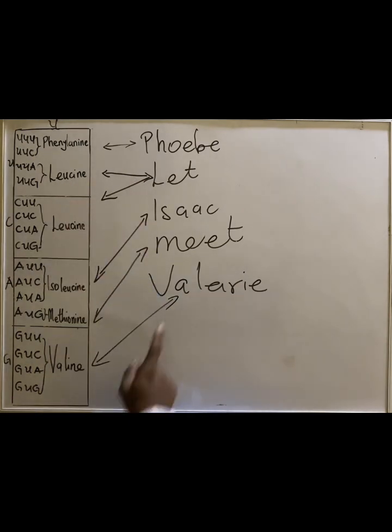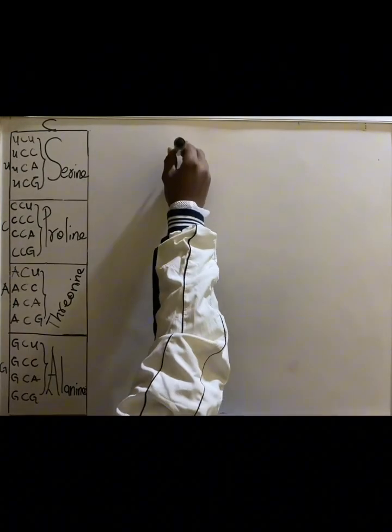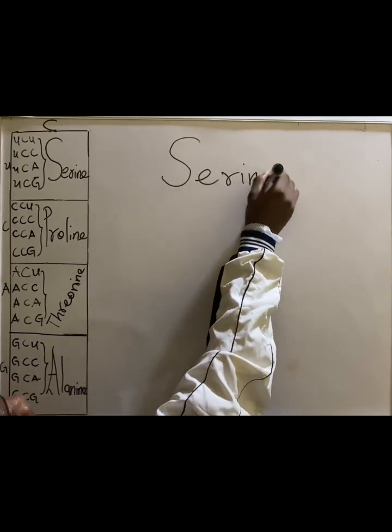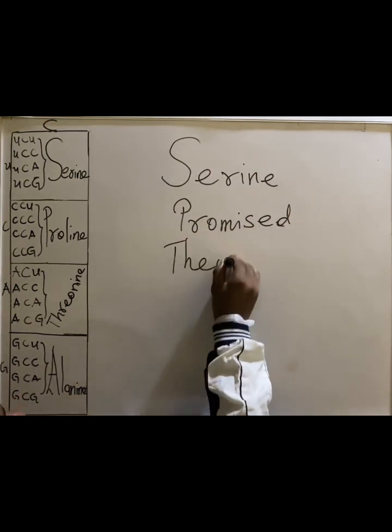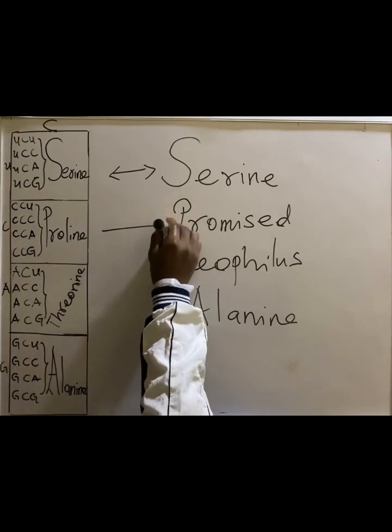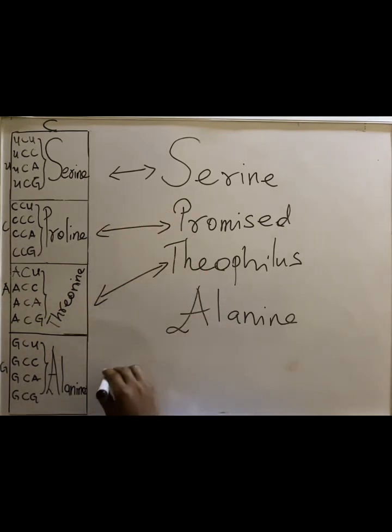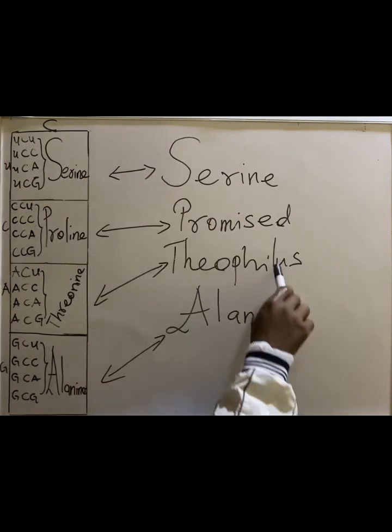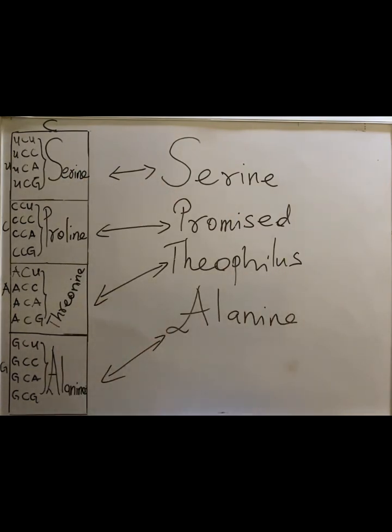Let's get to the second column. In the second column, we have serine, proline, threonine, and alanine. So the trick for this one is serine, promise, theophilus, alanine. The serine is for serine, promise is for proline, theophilus is for threonine, alanine is for alanine. So trust me, it's very, very easy.